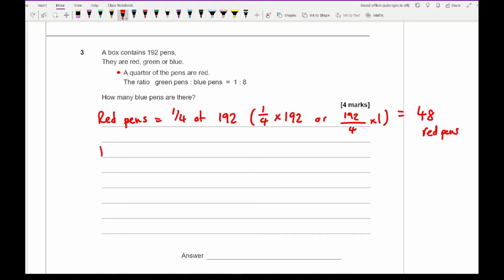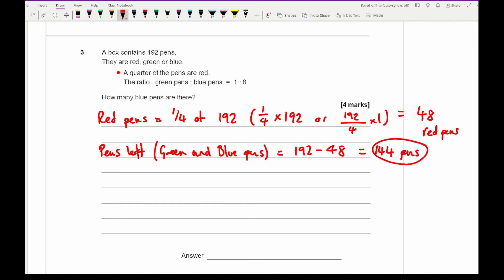So the pens that are left, in other words the green and blue pens, is going to equal 192 minus 48, which gives me 144 pens.